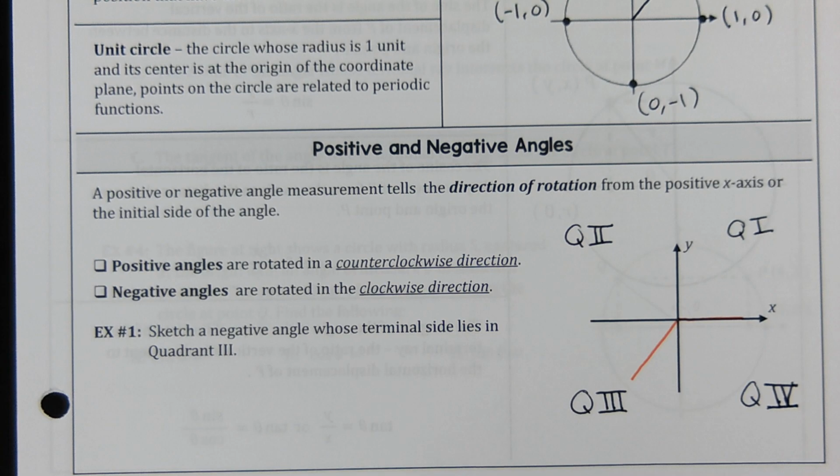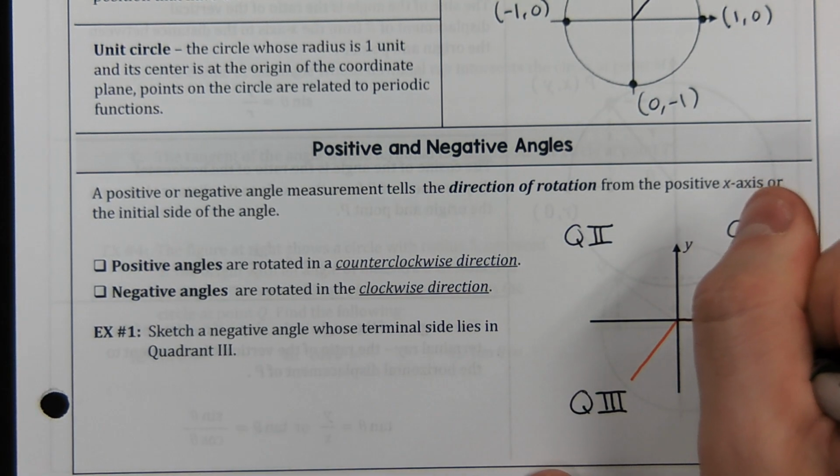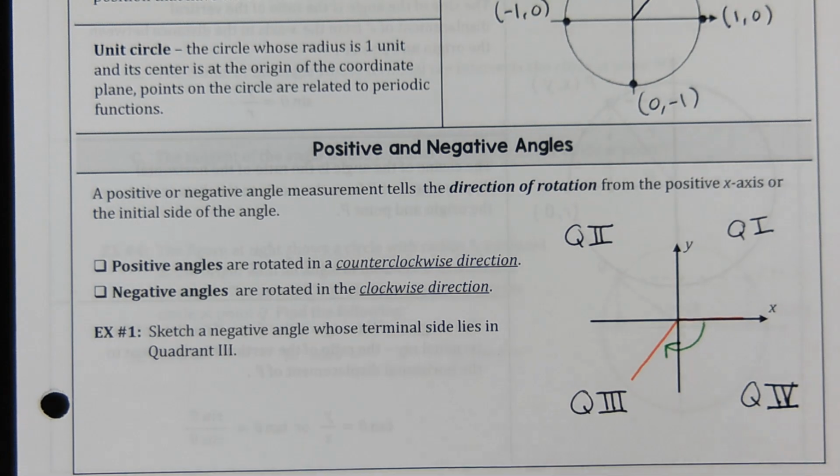It says it's negative. How can I make this negative? Very simple. Just have it open clockwise. There. I just drew a negative angle whose terminal side is in quadrant 3. Ta-da! That's it. So far, so good? Awesome.